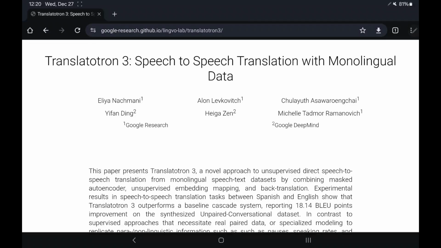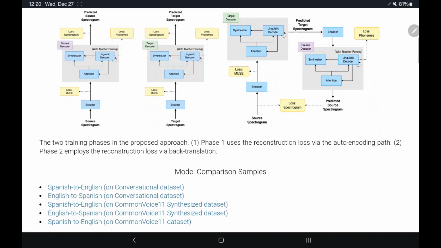Translatotron 3, I think that's how you say it, is a paper released by Google Research and Google DeepMind. The idea of this model is to do speech-to-speech translation, in this case with monolingual data. So given some speech, directly translate the speech to a different language. Maybe given English or Spanish, translate that to the opposite language, depending on which one you're given.